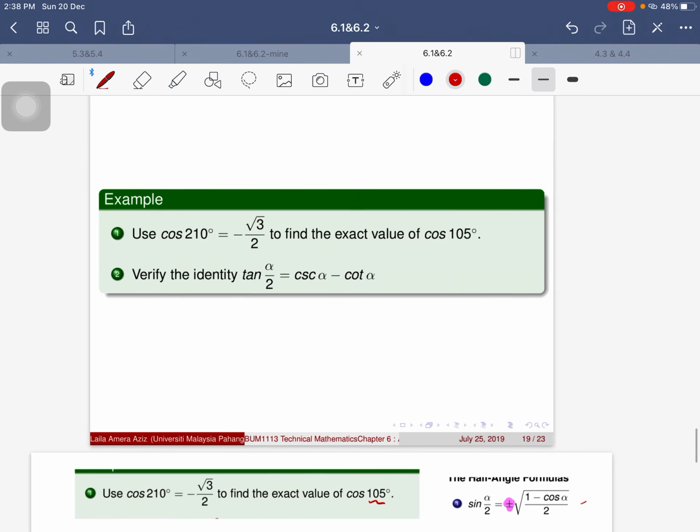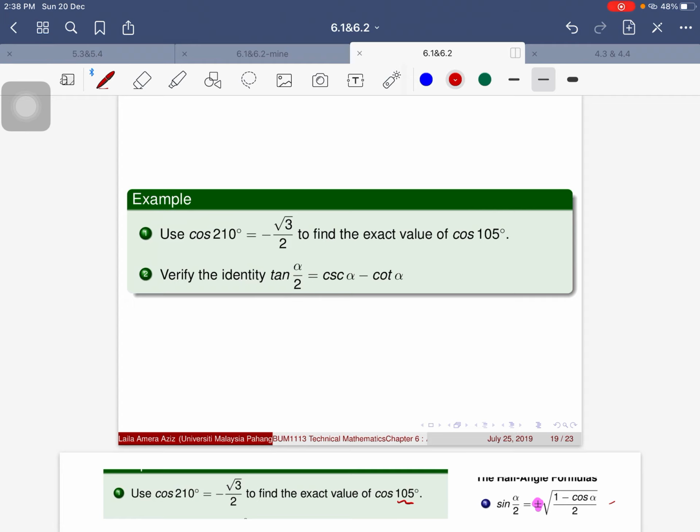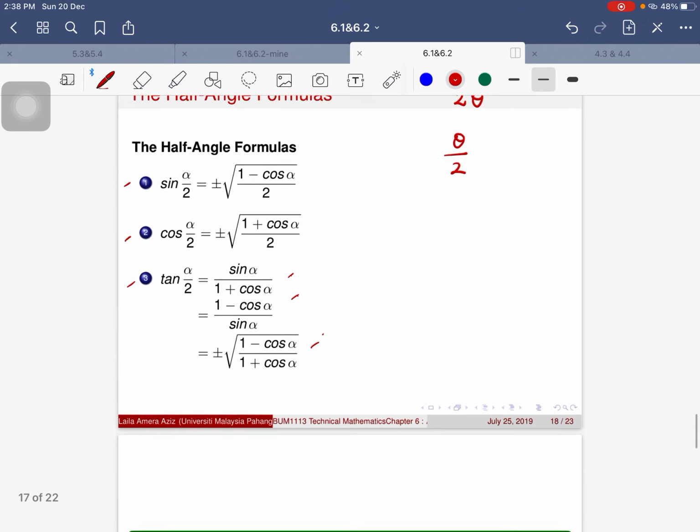Okay, so let's start with the first example. What I'm going to do here is use cos of 210 degrees, which is equivalent to negative square root 3 over 2, to find the exact value of cos 105 degrees.